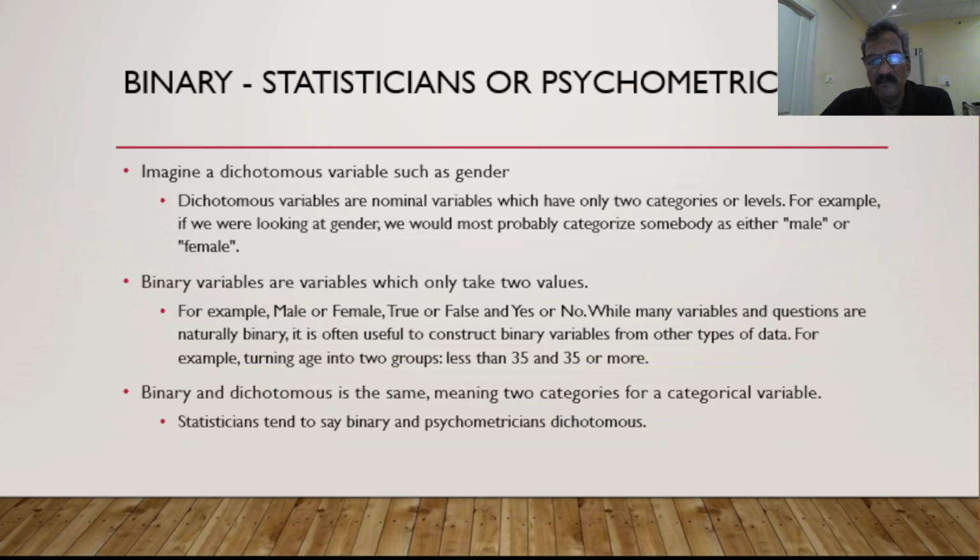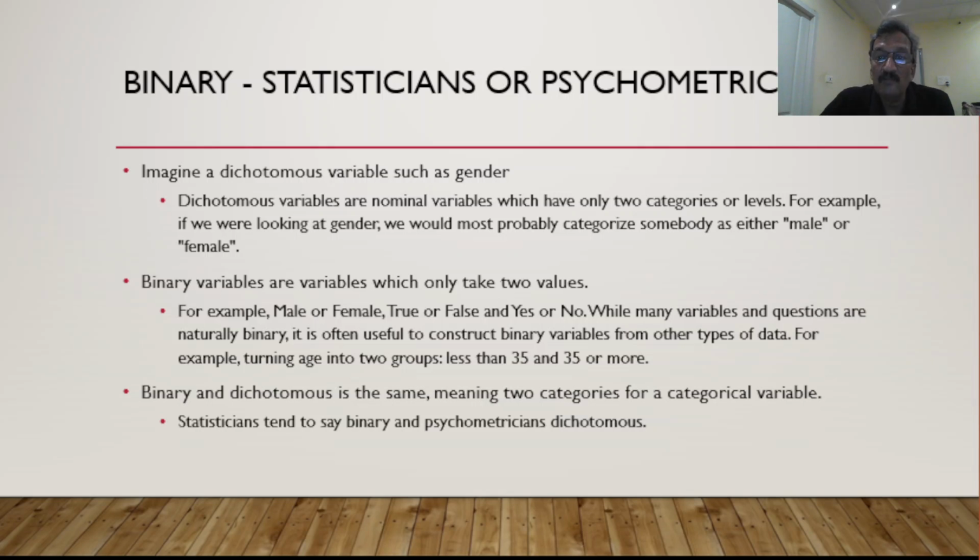For example, whether you are a statistician or a psychometrician, or whether you are a male or a female, whether you are answering a question correctly or not, if something is present or absent. So, in other words, some binary variables can also be called dichotomous variables, in that they take only two values. So this is the simplest variable which you can think of. There are only two levels.